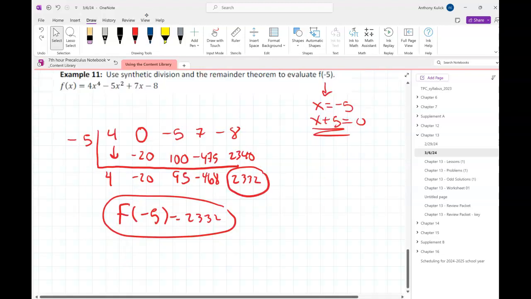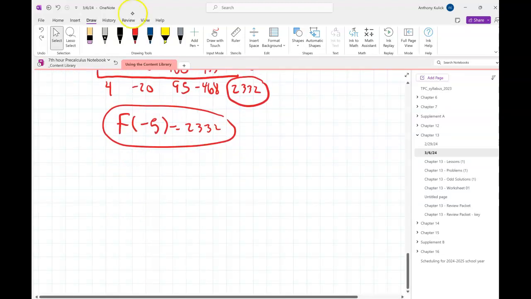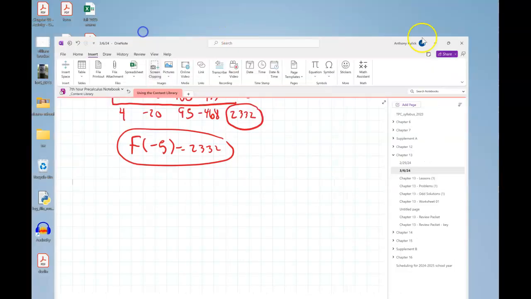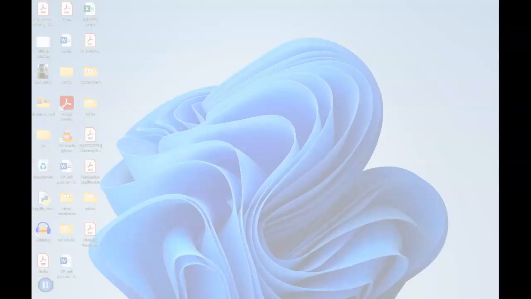So that's what we're going to be doing here for the next little bit, talking about finding that starting point. So one tool that we're going to use is called the rational zeros theorem.